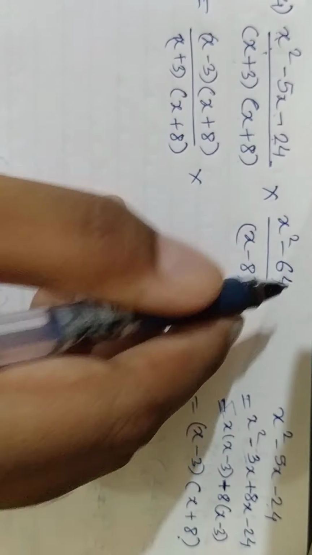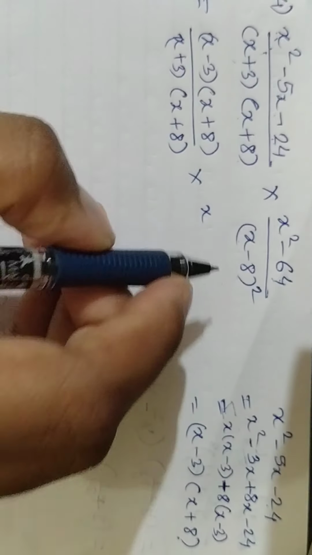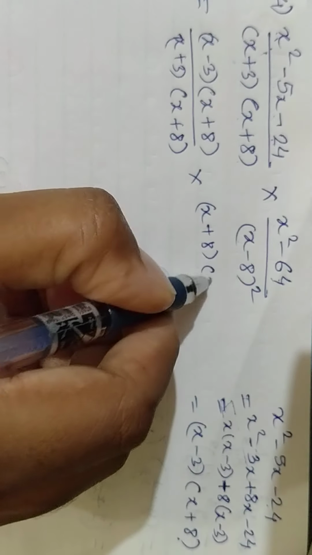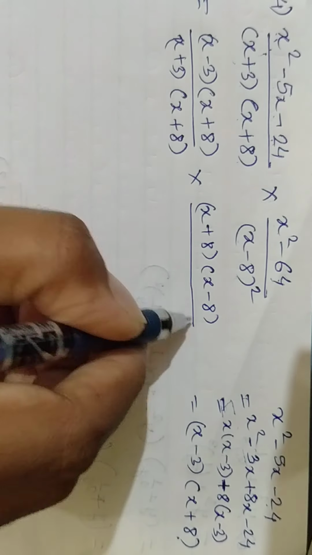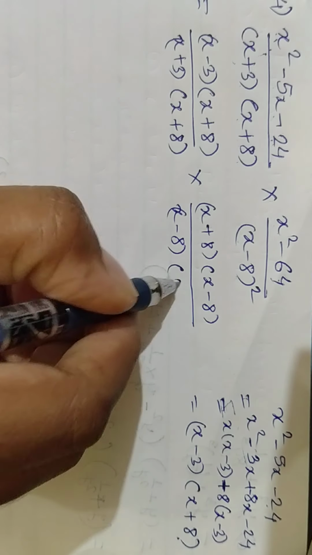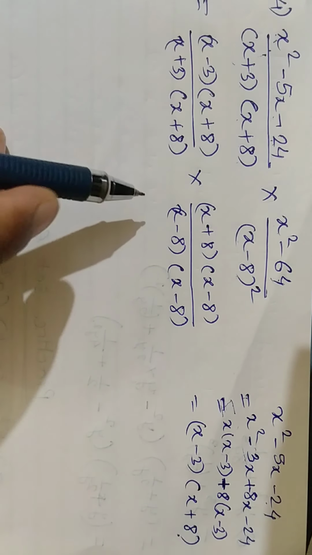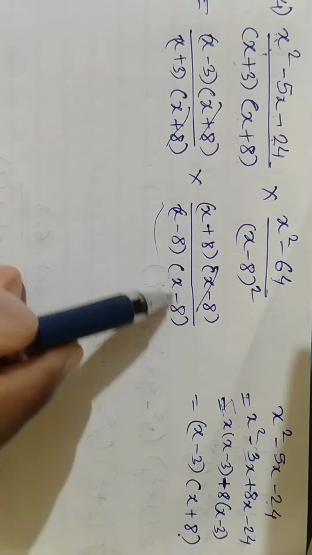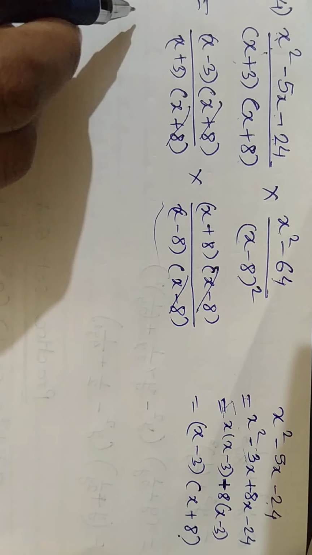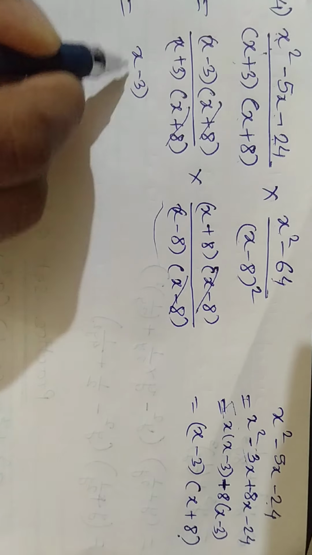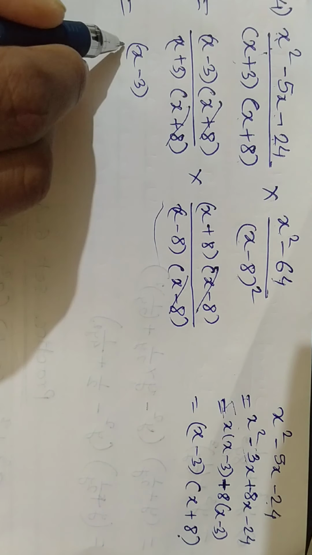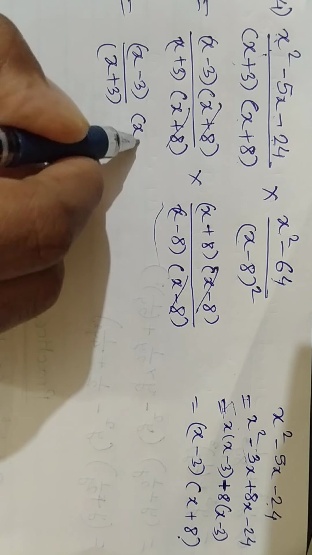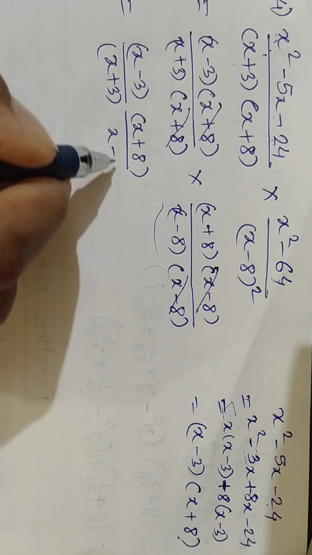Here see, x square minus 64 means x square minus the square of 8, so (x plus 8)(x minus 8). Here (x minus 8)(x minus 8). Now see what you can cut. Here x plus 8, x plus 8, x minus 8, x minus 8. What is remaining? x minus 8, x plus 3, x plus 8 and x minus 8.